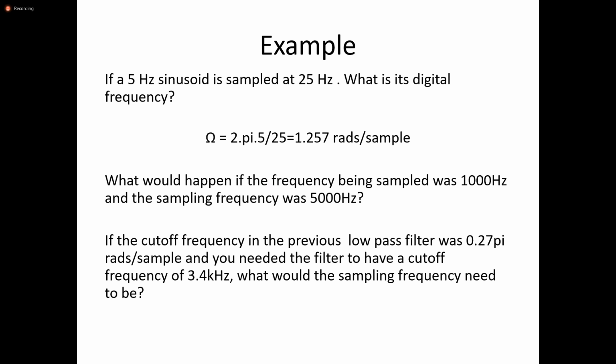And what is the sampling frequency? The sampling frequency is 2 pi. So what do you need to do then? You make pi the subject. You have 3,400 hertz equal to 0.27 pi. Therefore, you can find out what pi is and then multiply by 2 to get your 2 pi, which is the sampling frequency.